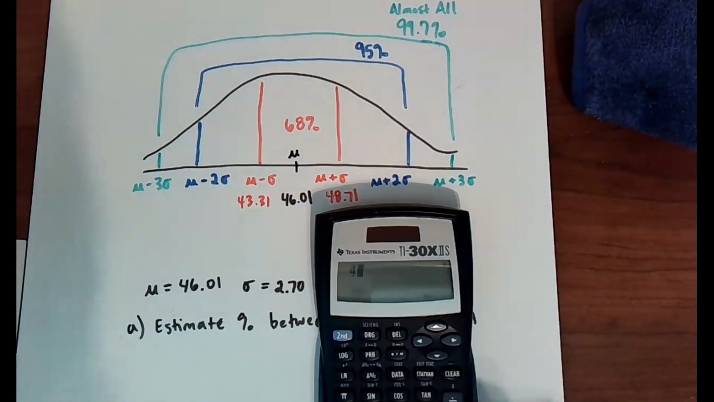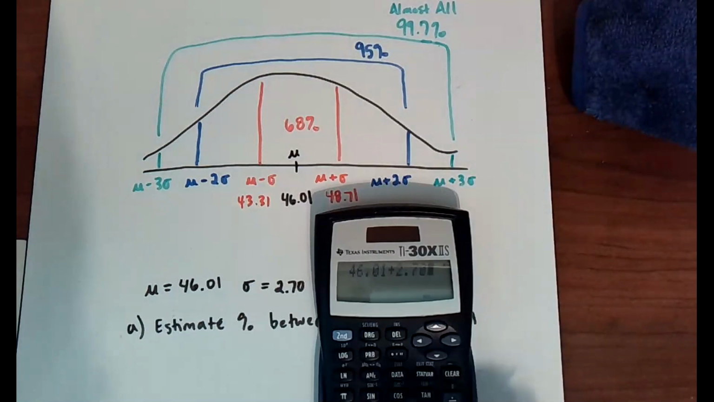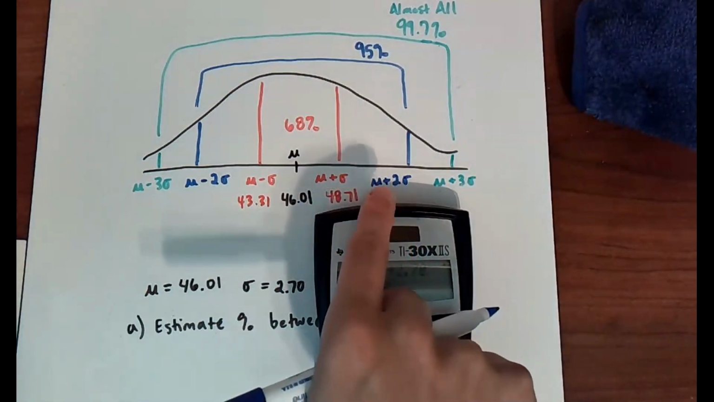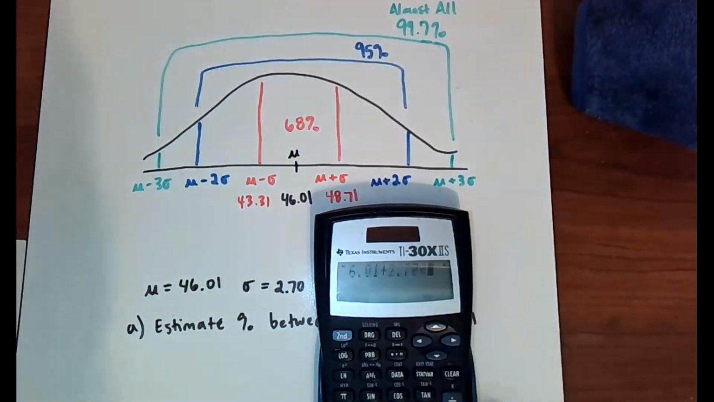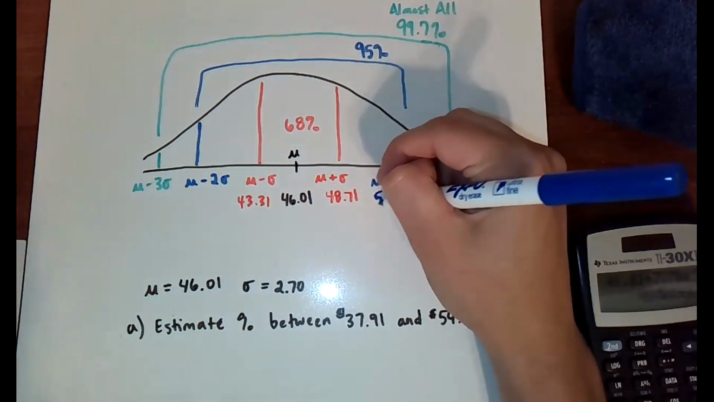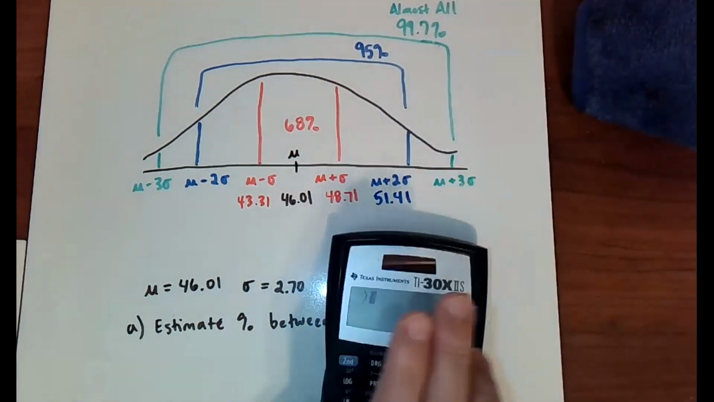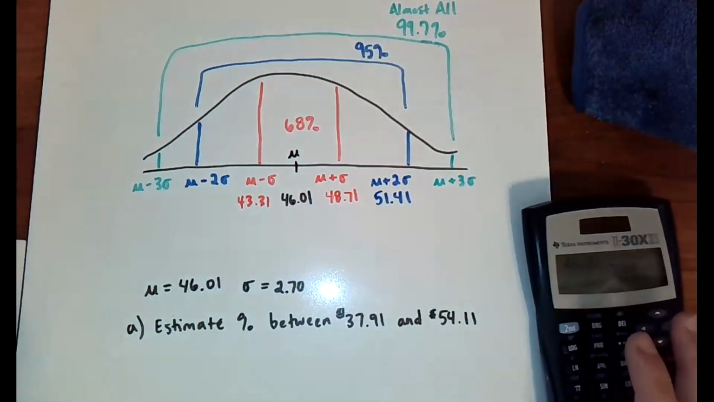Now I'm going to go back to my mean and add sigma twice, which you can do by adding it twice or by doing plus 2 times the sigma. Let me try putting them on light. There we go, so you can see it a little bit better. That gives us $51.41. Oh, I'm sorry, oh shoot, that's okay. I'm going to retype it. 46.01 minus 2.70 minus 2.70. This is the left side, $40.61.